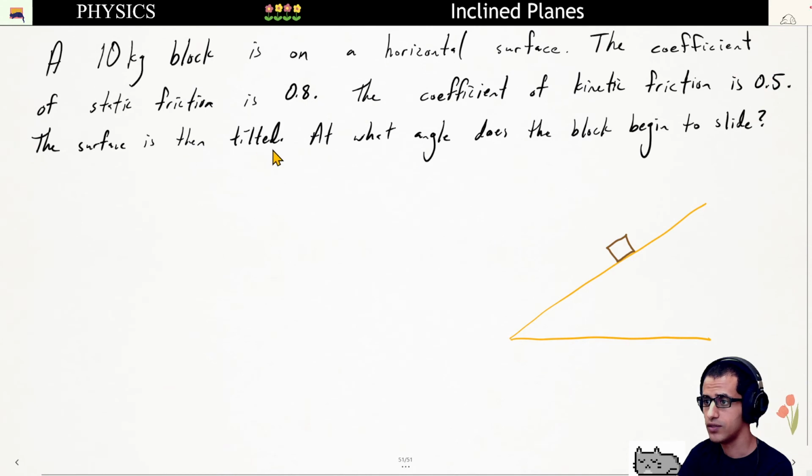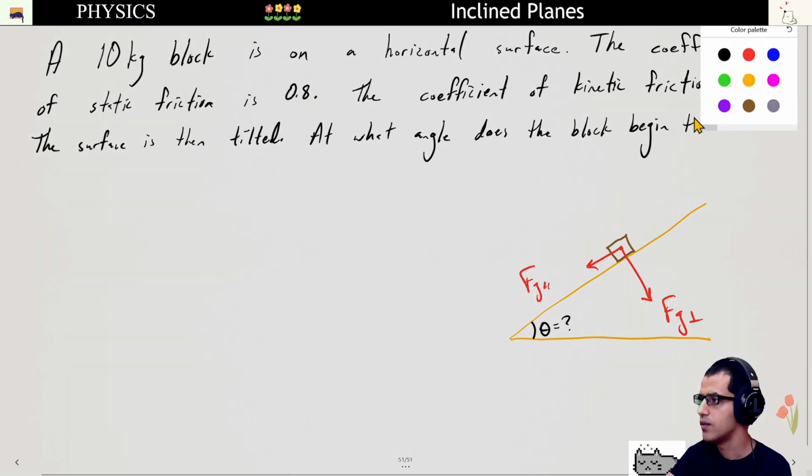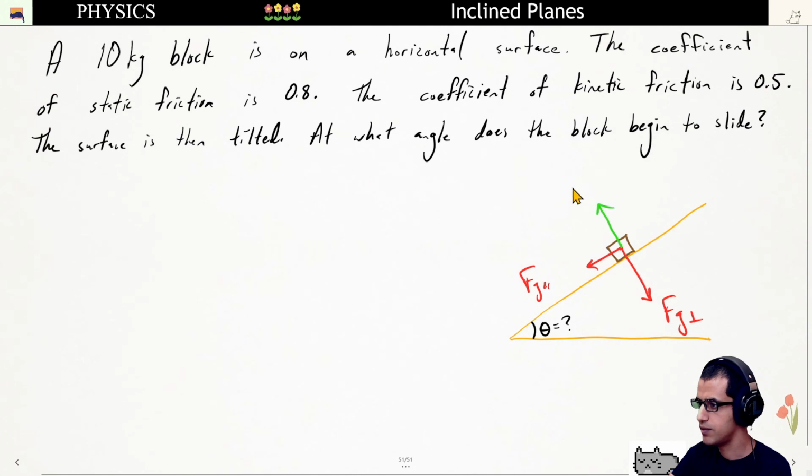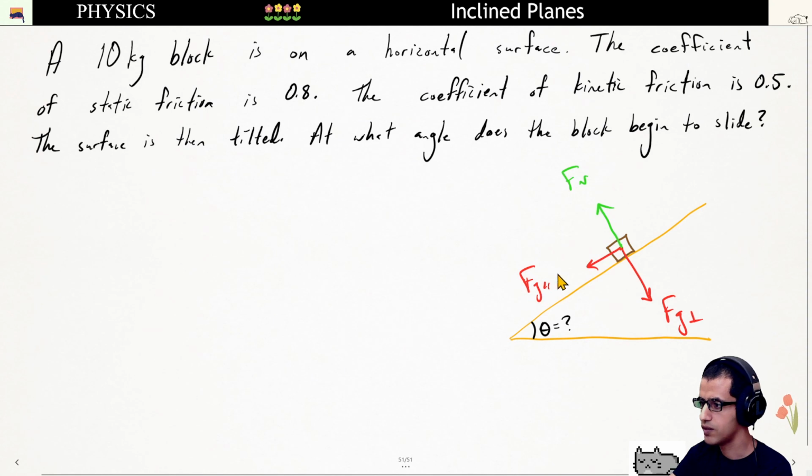The surface is then tilted. At what angle does the block begin to slide? So this is going to be our unknown here, angle theta. What is this going to be? So of course on an inclined plane, there's going to be a force of gravity perpendicular. There's going to be a force of gravity parallel. We're going to have a normal force that is equal to Fg perpendicular. And for this question, we want it to be such that the force of gravity parallel is equal to the maximum force of static friction, because any angle above that and the block begins to slide. So force of friction max.